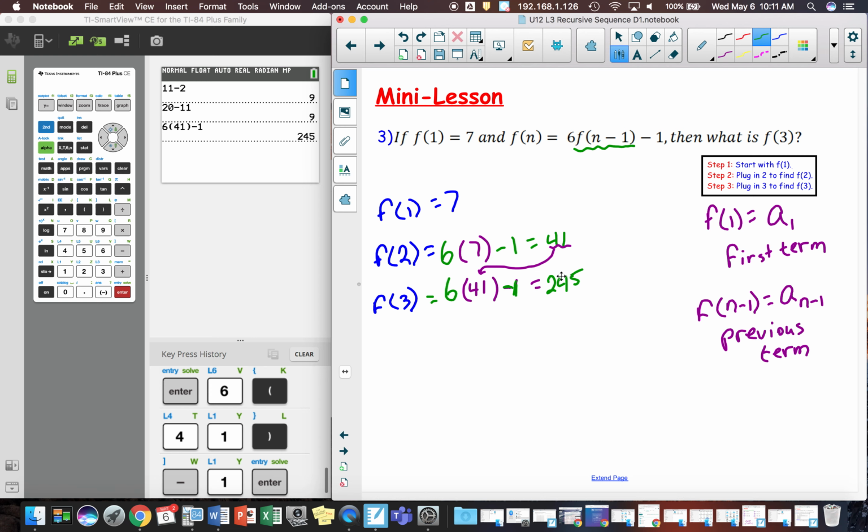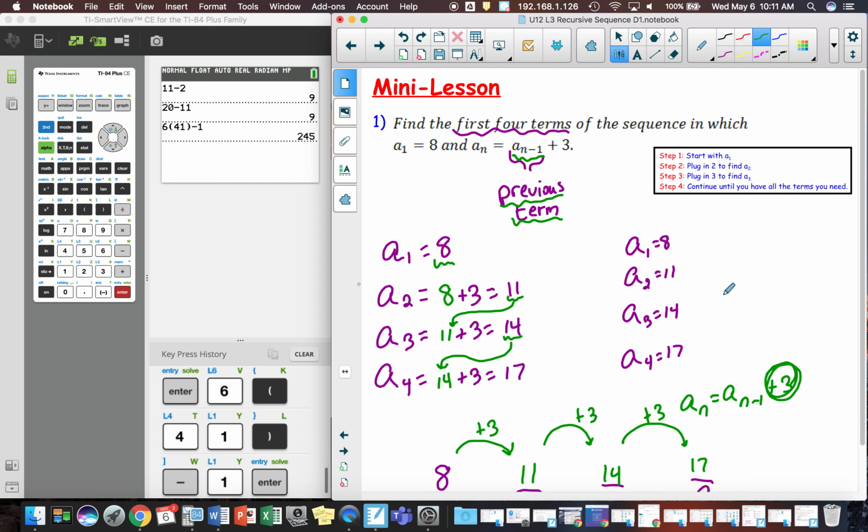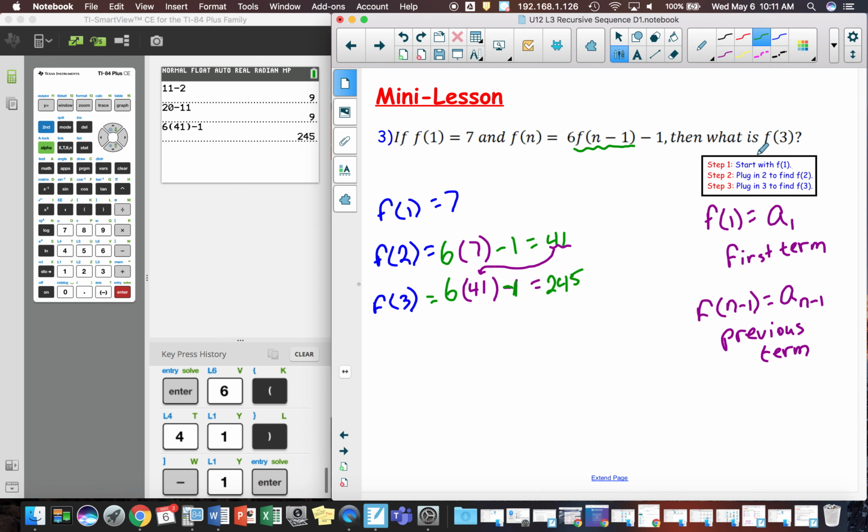Now, for our answer, we're not going to rewrite it like this one here. We don't need to write all of our answers. They're only asking for a specific one. The only specific one that they're asking for is f of 3. So we just write f of 3 equals 245. And that's my final answer.